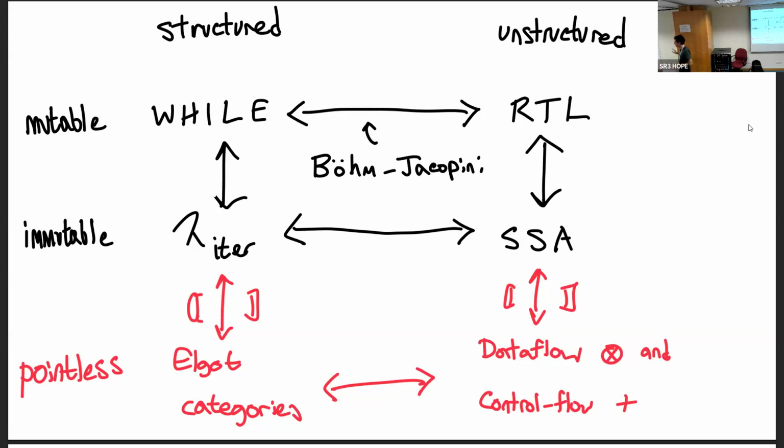And the Bowman-Jacopini theorem says you only need to nest these one deep, but ask me about that later if you really want to know. And so that's another if and only if. And then that gives us an if and only if with SSA, combined with the fact that we do have this denotational semantics for SSA.